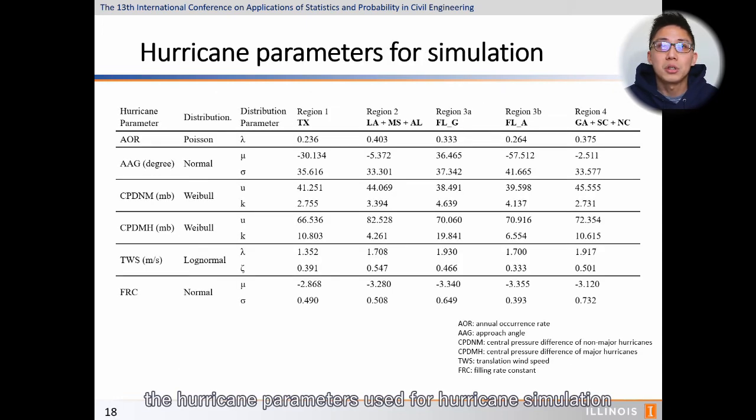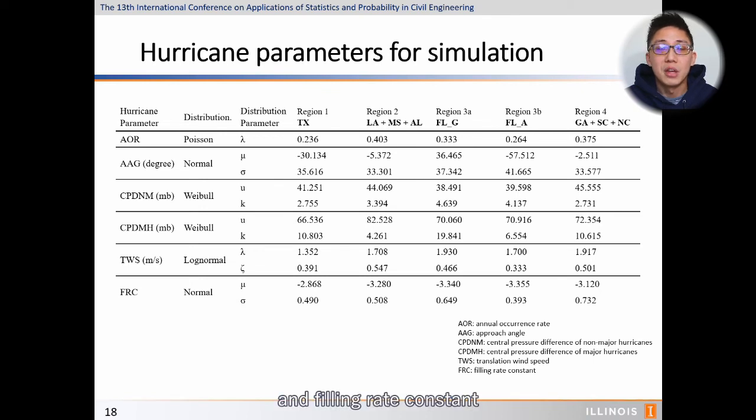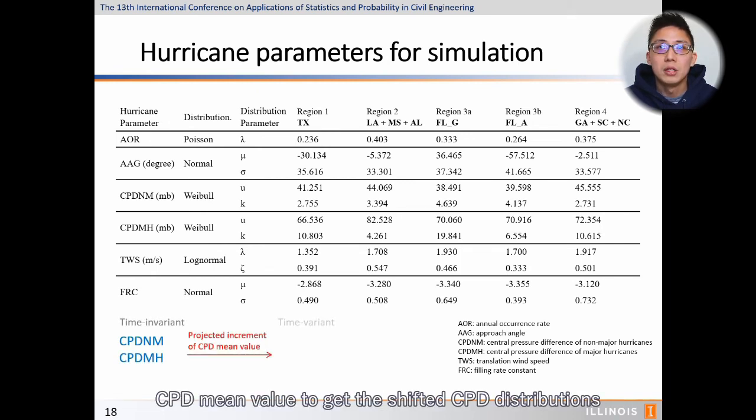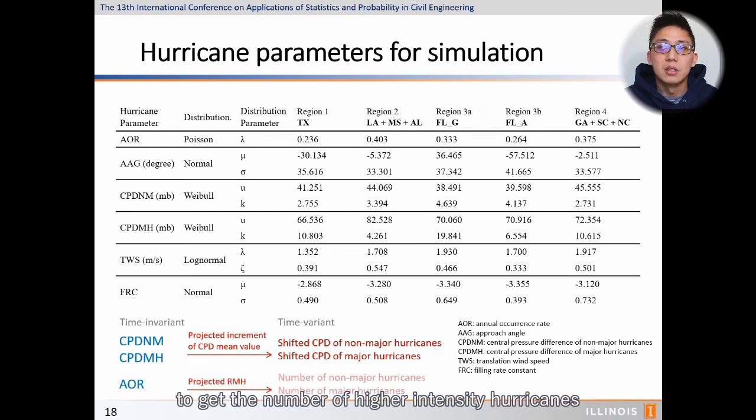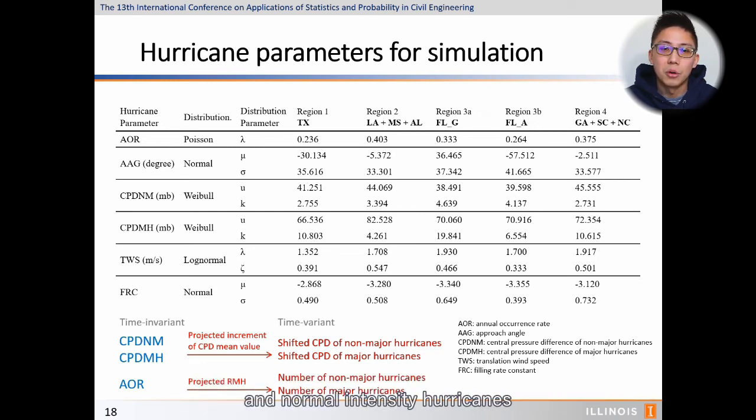The hurricane parameters used for hurricane simulation are derived based on regions by using historical data. The table shows 10 invariant hurricane parameters. We have the annual occurrence rate, approach angle, CPD for non-major hurricane and for major hurricanes, translation wind speed, and filling rate constant. From the 10 invariant CPD, we use the projected increment of CPD mean value to get the shifted CPD distribution. And from annual occurrence rate, we use the projected RMH to get the number of higher intensity hurricanes and normal intensity hurricanes.